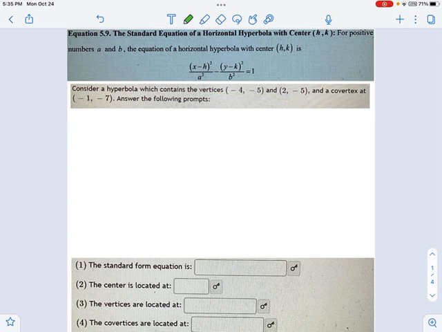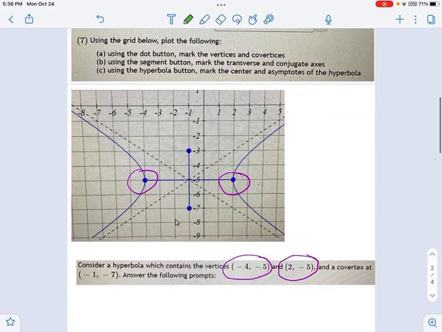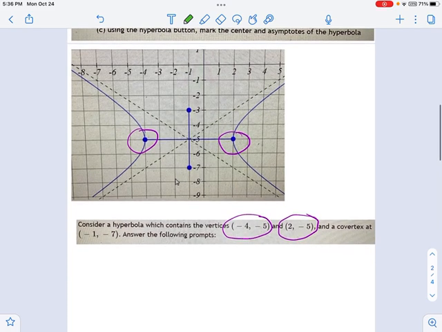But the first thing I like to do, before I get into all the equation stuff, is just draw it. We're told these key features. Let's put those on a graph and see what they look like. If you do that, you'll get the following picture. You'll get some vertices, and I put those in purple here. And (-4, -5), (2, -5), those tell us that it's the x value that's changing as you go from one vertex to the other. And that means it's a horizontally oriented hyperbola.